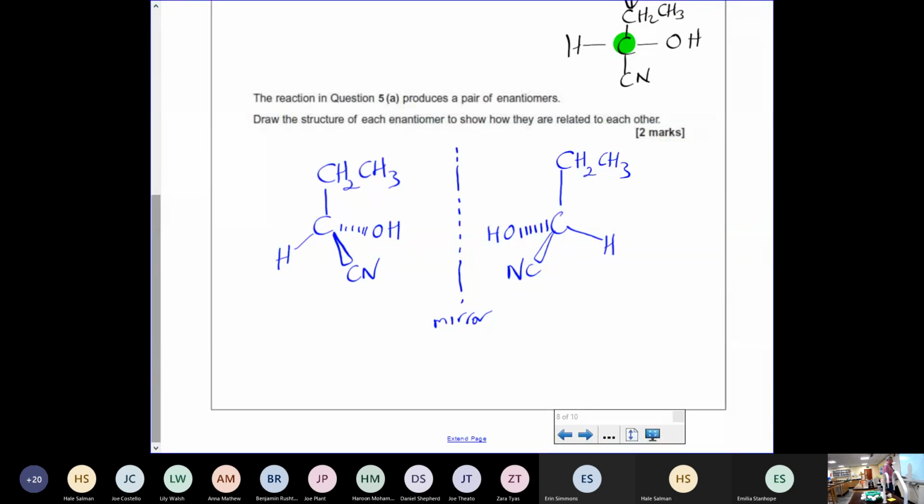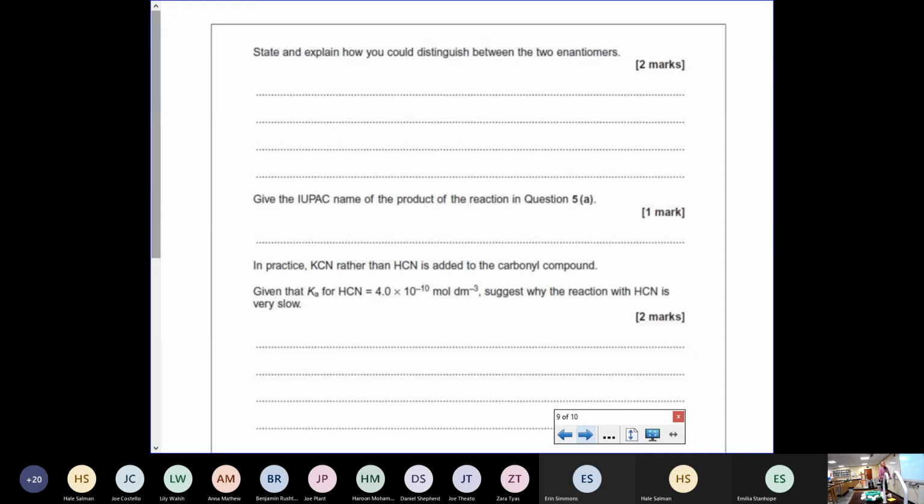Let's move on. How could we distinguish between the 2 isomers? We've already done it. And you see these sort of questions come up again and again. So they'll rotate plane polarized light equally in opposite directions. So you can say it in one sentence and get both of the marks. Let's just go back and have a look at the structure of that compound so we can name it.